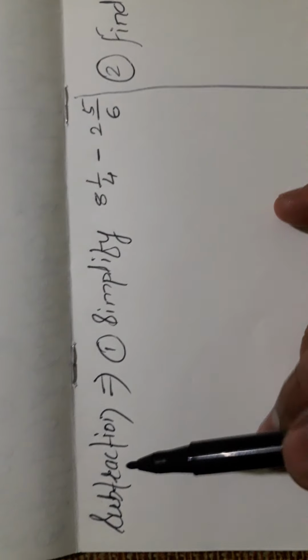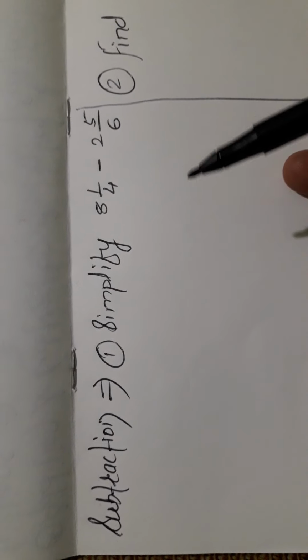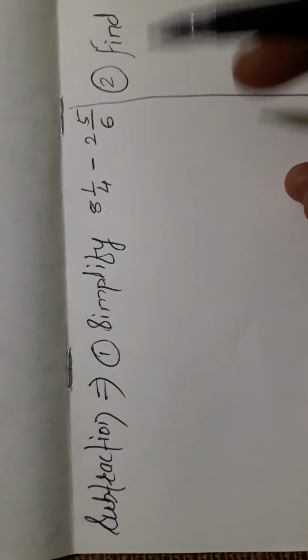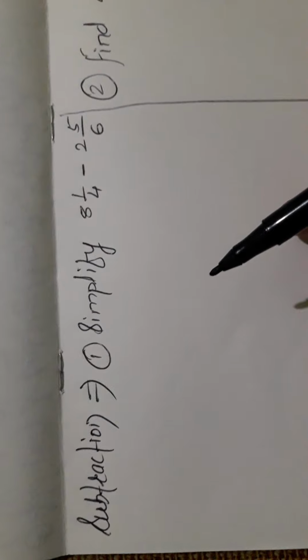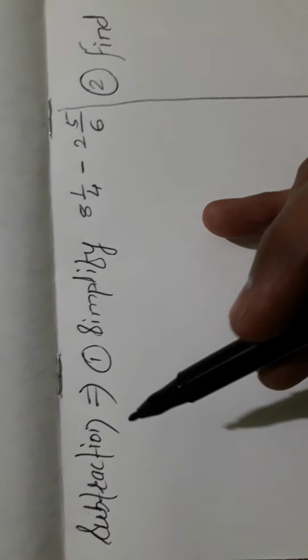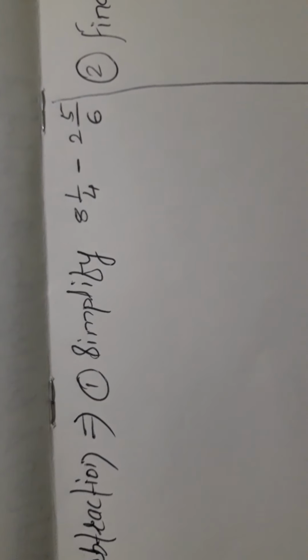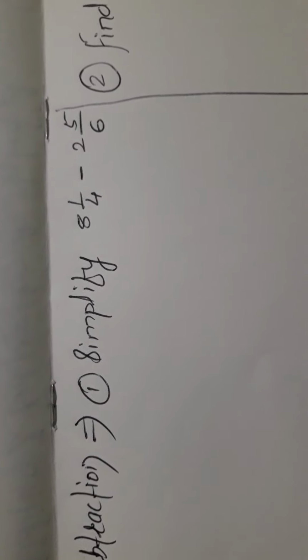Today we will start the next point from the lesson, and this is the last point from the lesson, or we can say with the help of this video we are going to finish the lesson. The name of the lesson is fractions. Okay, now see here, subtraction. In this subtraction I have written one example, 8 and 1 by 4 minus 2 and 5 upon 6.